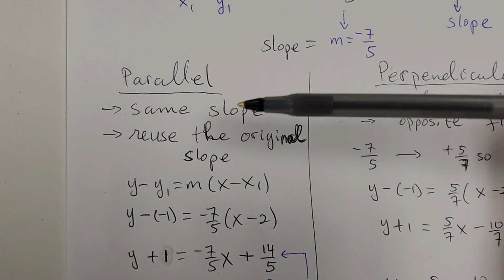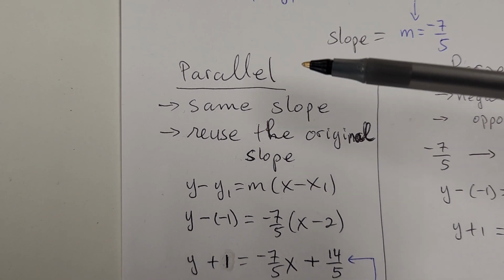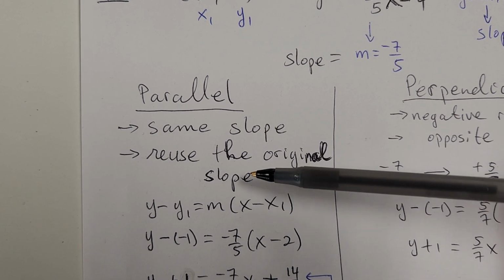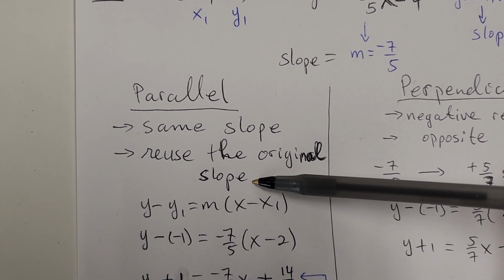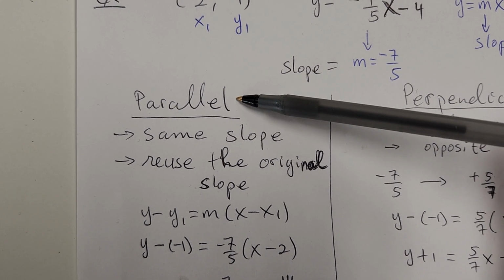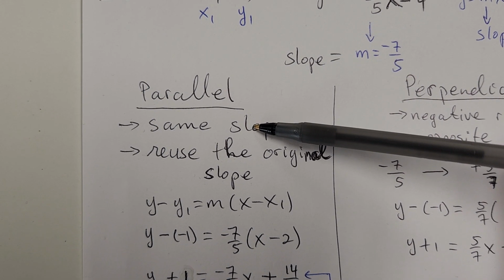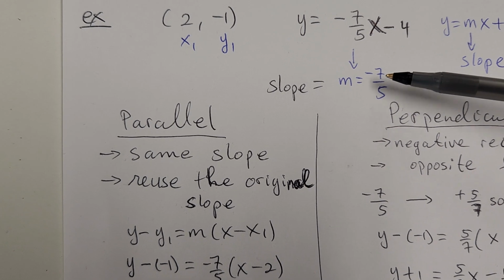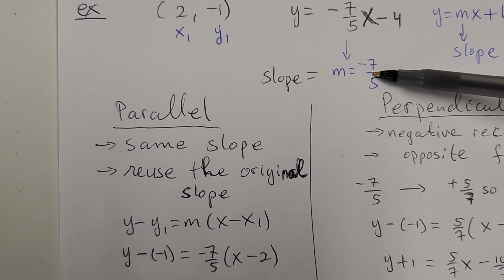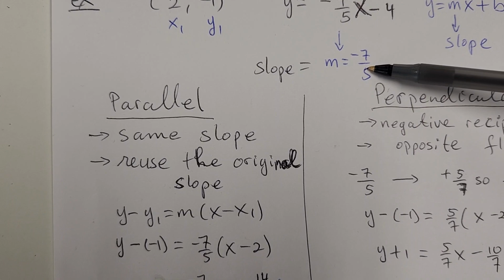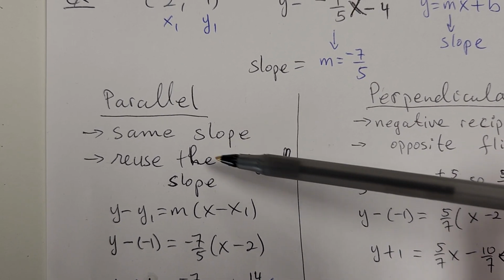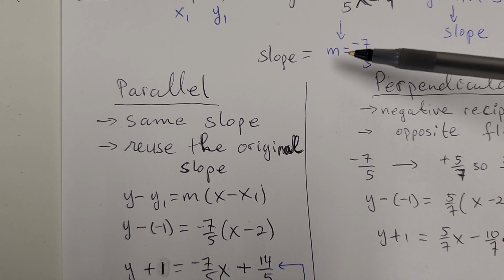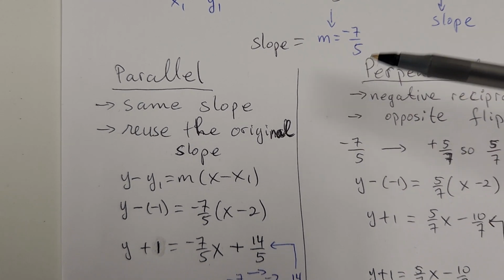So let's do the left side first to find the parallel line. Parallel means you must have the same slope. So therefore, you are going to reuse the original slope. One more time. To be parallel, you will use the same slope. So my original slope is negative 7/5. I'm going to reuse this slope because that's what parallel is. Same slope, so you are reusing the original slope. Okay, so we're going to reuse negative 7/5.